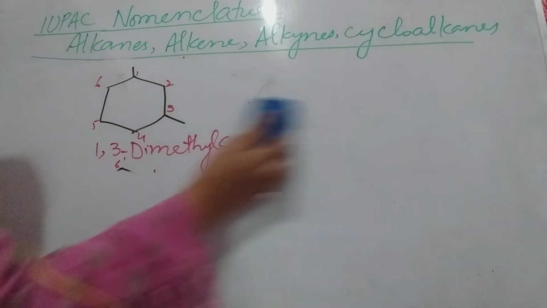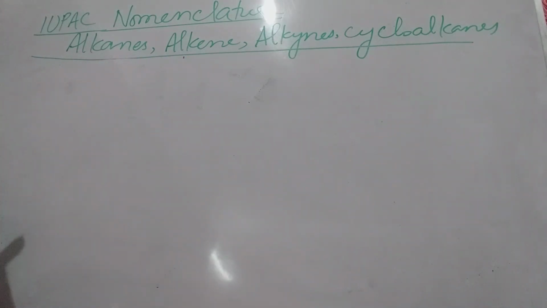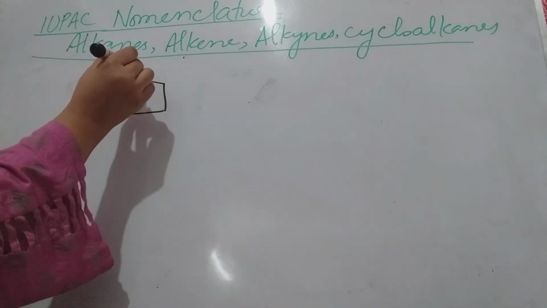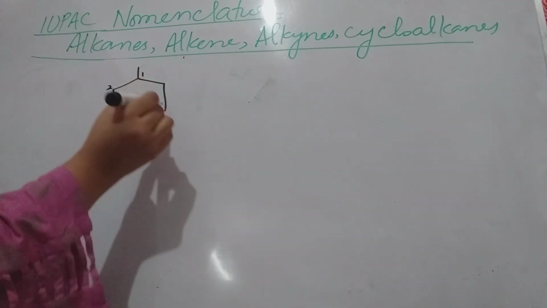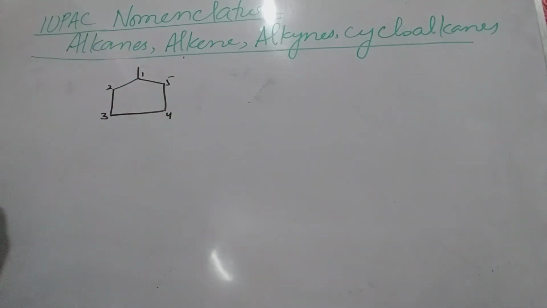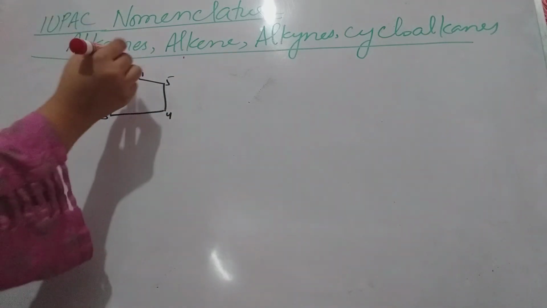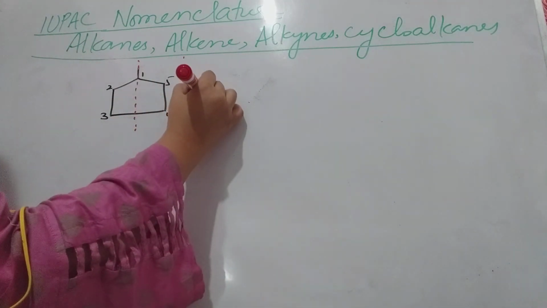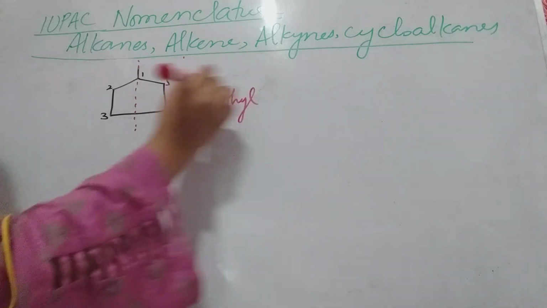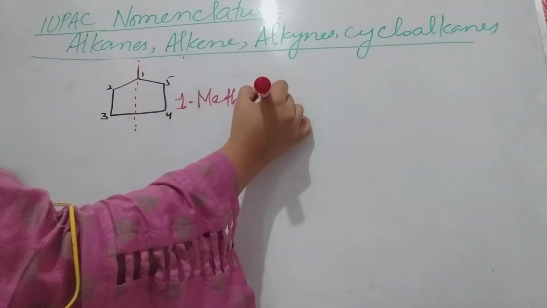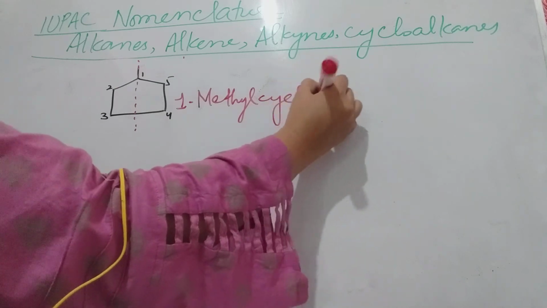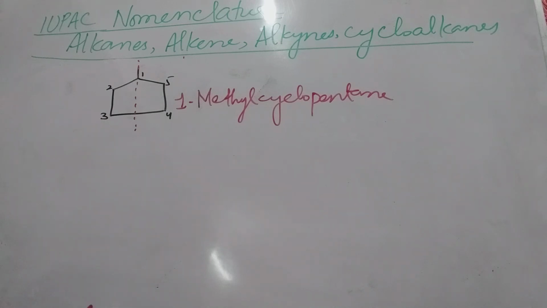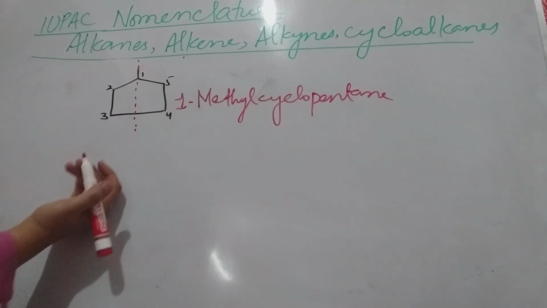Okay, let's move further. You have this compound, you will start numbering from here, 1, 2, 3, 4. You can go clockwise as well as anti-clockwise because it's also a symmetrical compound like this. Okay, so you can also write this as 1-methylcyclopentane.